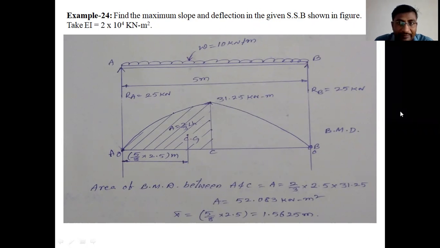In yesterday's class, we derived formulas. We found the slope and deflections at different points of the cantilever beam and simply supported beam with point load using the moment area method, isn't it?